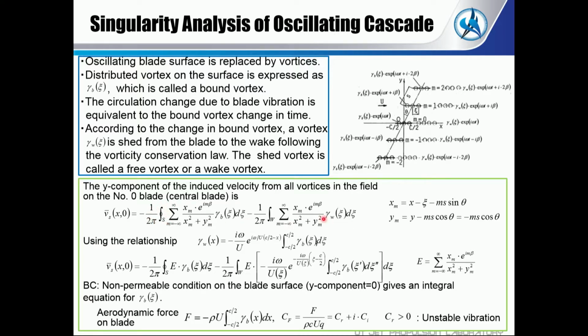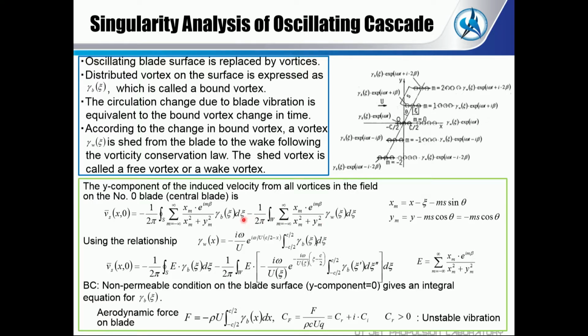And this is wake vortex. So the integration is from the trailing edge to plus infinity. So it's a downstream field. Okay. So we can calculate the induced velocity here. And in this equation, we have gamma B and gamma W. So bound vorticity and also wake vorticity.